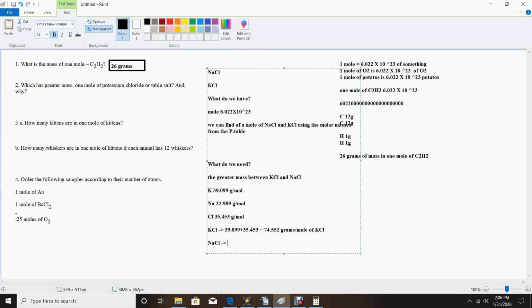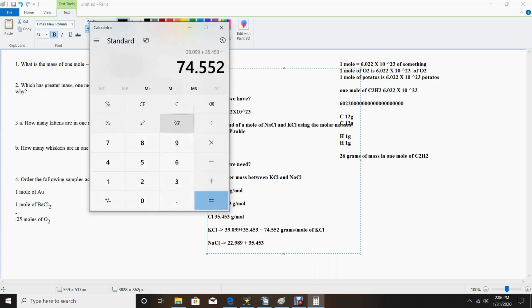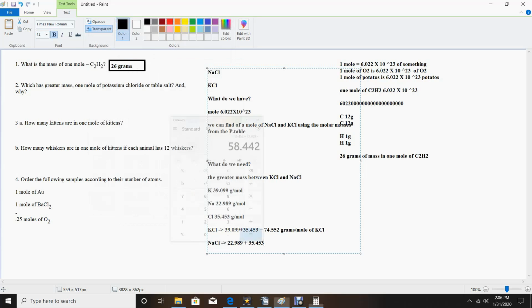Well, our sodium is 22.989, and I'm betting that a lot of you are already seeing what the answer is going to be. Chlorine is the same, 35.453. That's going to get us 58.442 grams per mole.